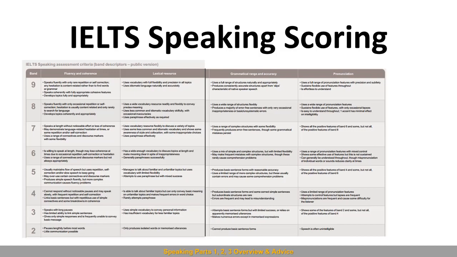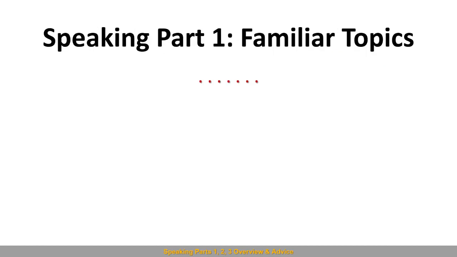All right, each of these 4 categories are equal in value. That means fluency and coherence, vocabulary, grammar, and pronunciation all have equal value. So at the end, we can add your scores in each category up and divide by 4, and then you'll get your speaking band score. Does that make sense? I hope so. Very nice. Let's continue. Let's look at speaking part 1.